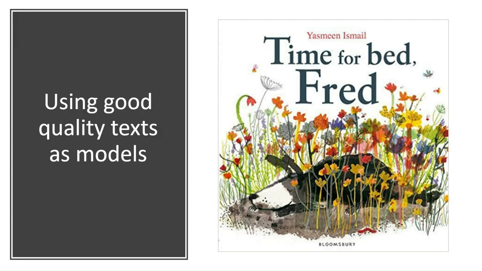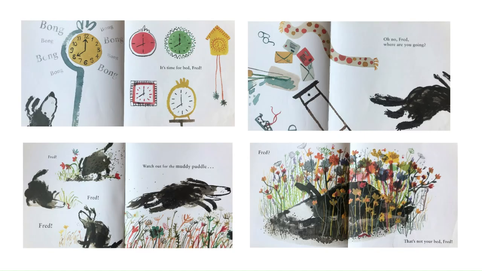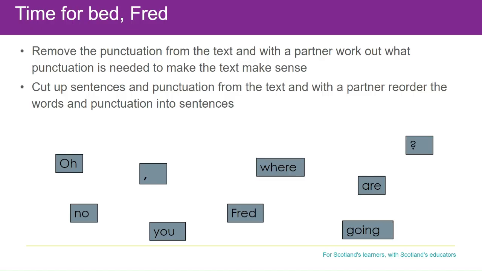Time for Bed, Fred by Yasmin Ishmael is an example of one for looking at different punctuation throughout the text. So first of all, you would read the text together, pointing out the punctuation or where it's not, and what that tells you about how you read the story. You could then remove the punctuation from the text and with a partner work out which punctuation is needed to make that text make sense.